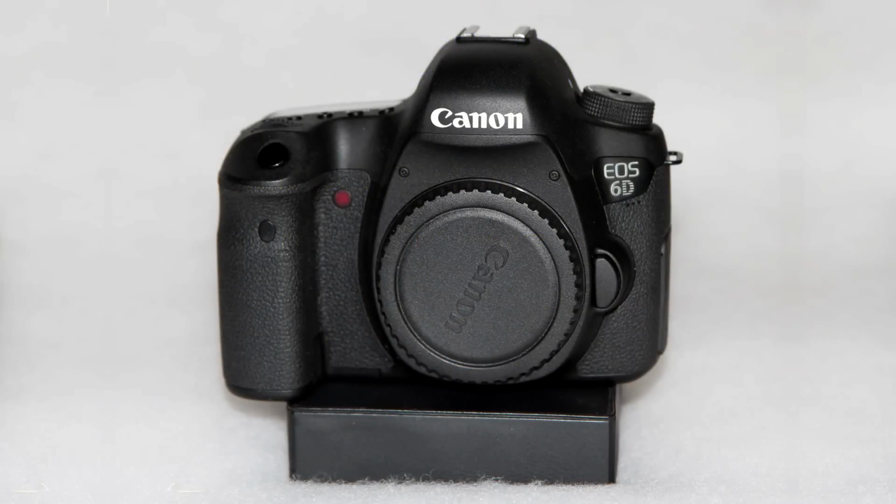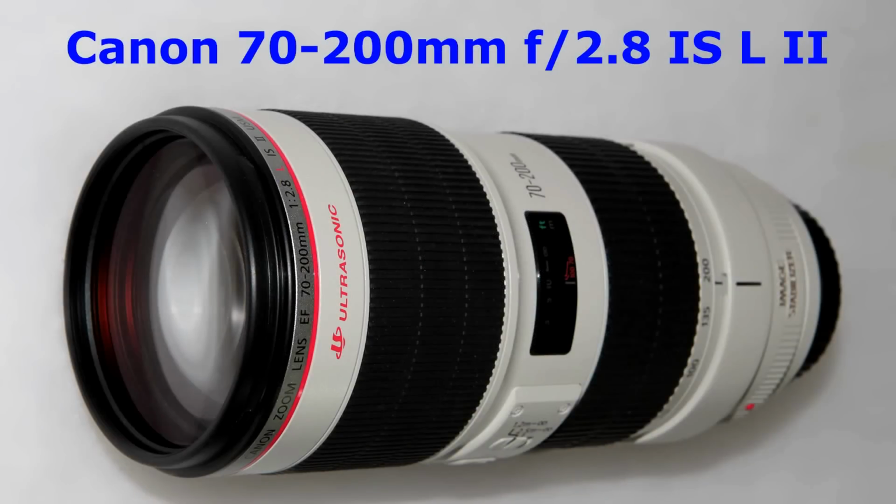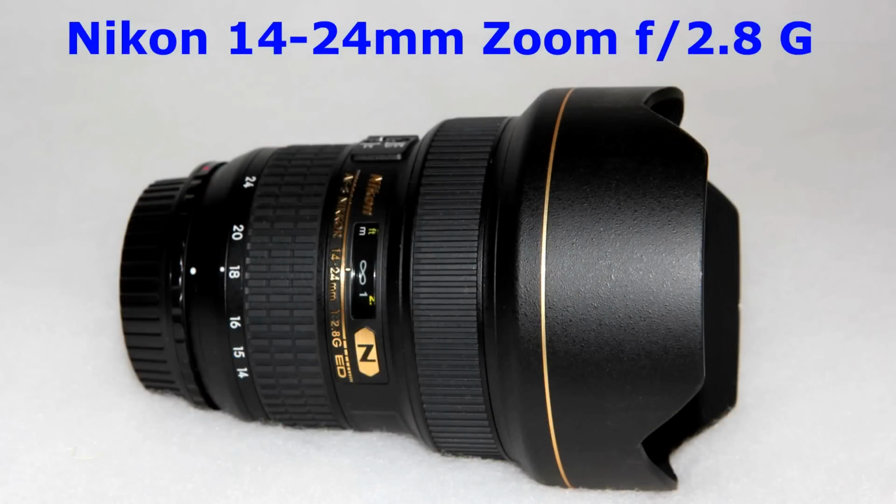That was the best camera. This is, all in my humble opinion, the best lens for 70 to 200 millimeter focal length, the Canon f2.8 IS L2. That lens is amazing. This is the best wide-angle lens that I found. It's the Nikon 14 to 24 millimeter zoom f2.8G.